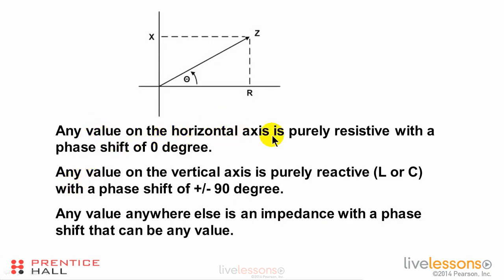Any value on the horizontal axis is purely resistive with a phase shift of 0 degrees. Any value on the vertical axis is purely reactive, L or C, with a phase shift of either plus 90 degrees or minus 90 degrees, unless it happens to be the specific point at the origin, in which case the phase shift would be 0 degrees. Any value anywhere else is an impedance with a phase shift that can be any value.